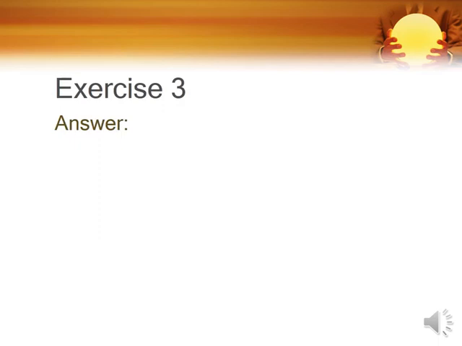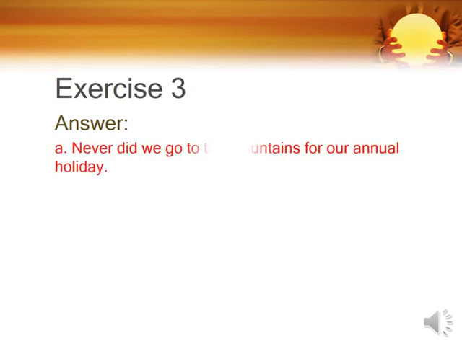For exercise 3, it explains what we said about negative adverbs coming at the beginning. So we have some sentences here, and we need to start them with negative adverbs that we studied. The first one is, we never went to the mountains for our annual holiday. Notice here that we don't have an auxiliary verb. So the verb here is went, which is past. We should bring the auxiliary did. So the sentence will be, never did we go to the mountains for our annual holiday.